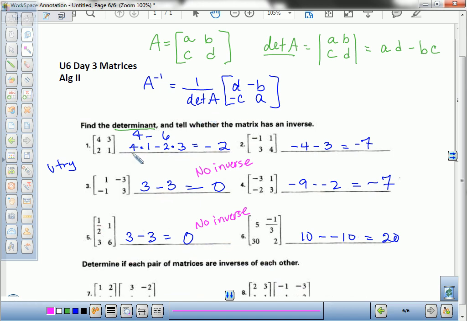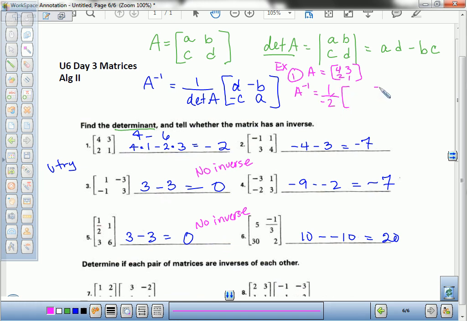All right, now let's go ahead and use this number 1 as an example. I'm going to steal number 1. We're going to use it as an example. So we'll say that matrix A is 4, 3, 2, 1. You guys already found the determinant. It's -2. So if we find the inverse, it's 1 over the determinant, which is -2.